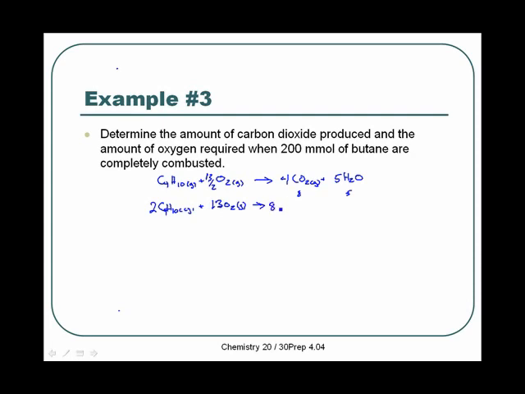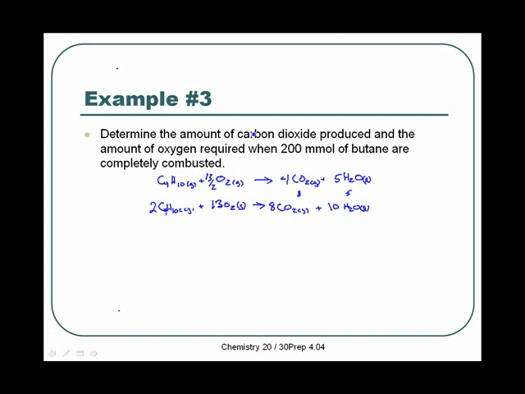And for doubling it, it would be 8 CO2 gas plus 10 H2O, and that would be liquid. Don't forget your states. Otherwise, it's just wrong. If you're missing one state, that's enough to get the balanced chemical equation wrong. So always have your states, always have them balanced.